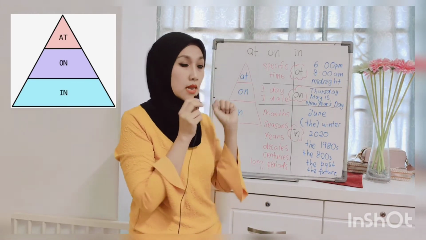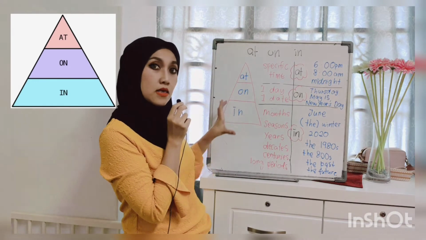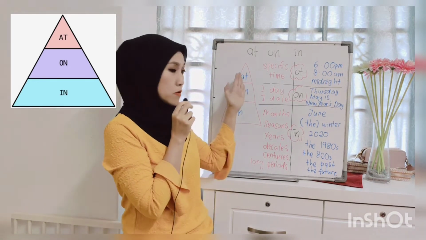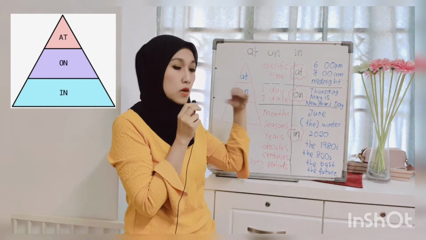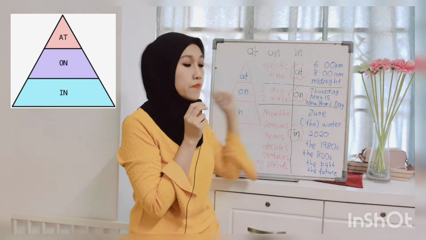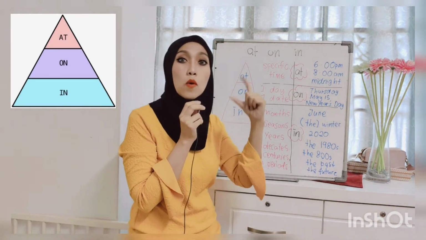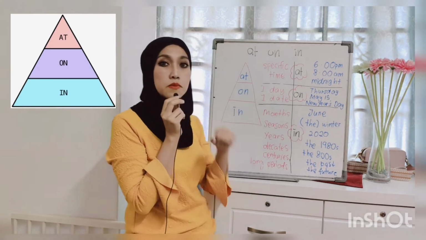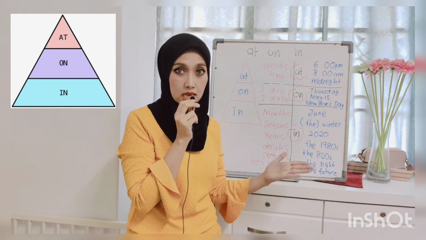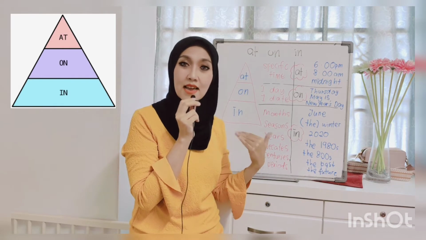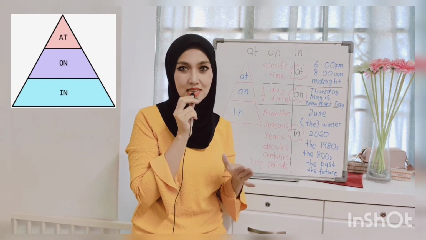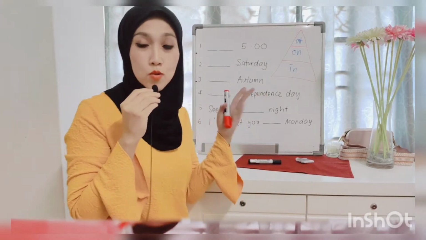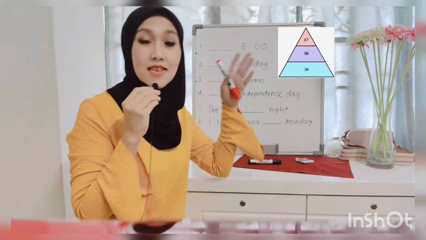Again, I repeat, please remember this triangle. On top will be at because it is the narrowest. We use it for a specific time. Then on, a little bit wider than that. And in will be the widest among those three. It's easy. And now let's apply it in sentences, then you will see it clearer.